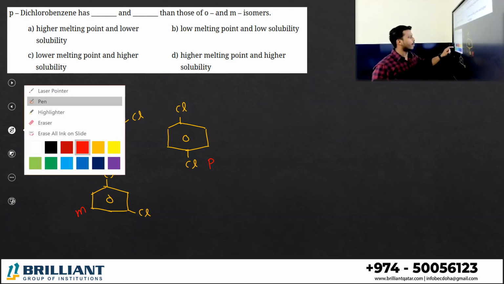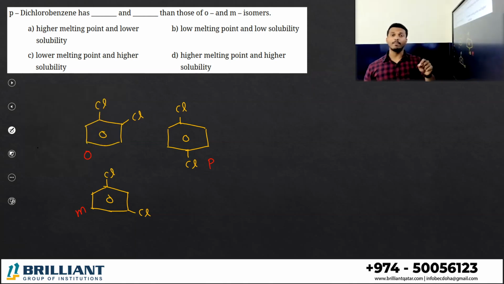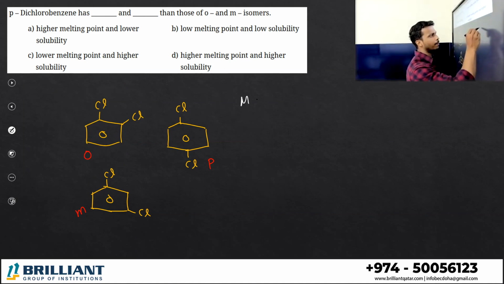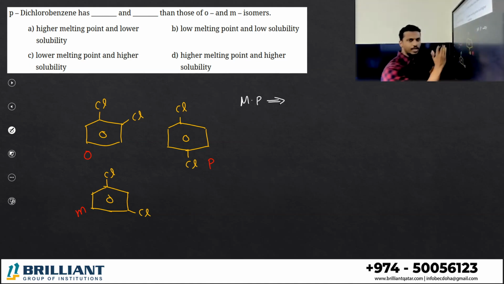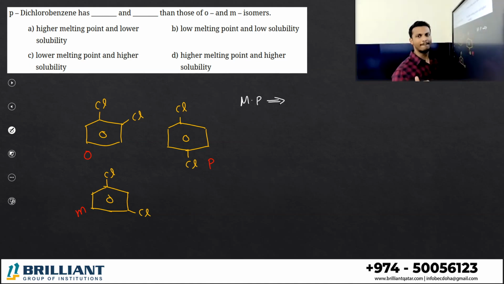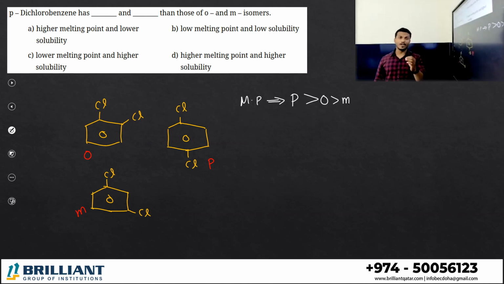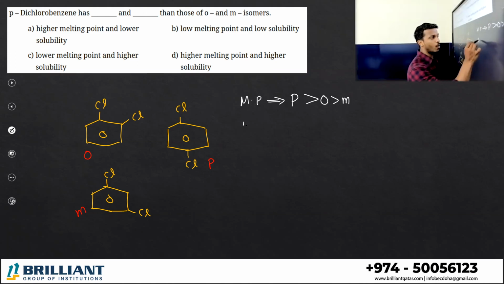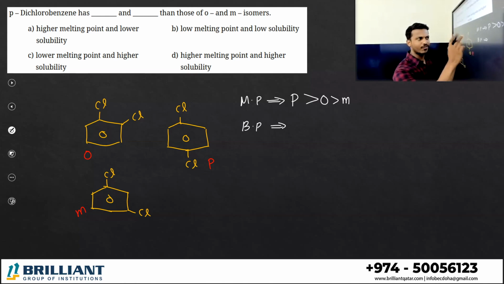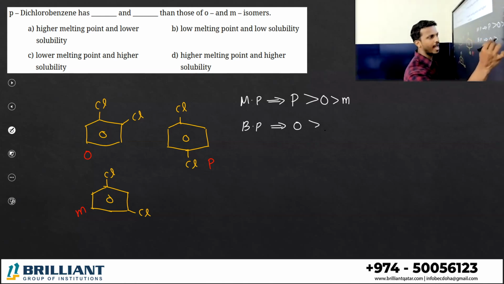Okay. All of you keep in mind, mostly they will ask you the boiling point or melting point question. Keep in mind, the melting point order of these three species is POM, P-O-M. Para greater, then ortho, then meta. And if they ask you the boiling point, just interchange the first two: ortho, para, meta. That's it.